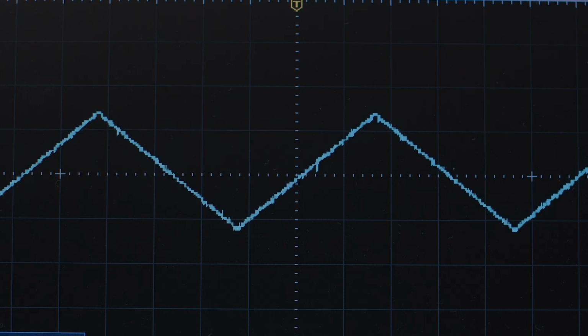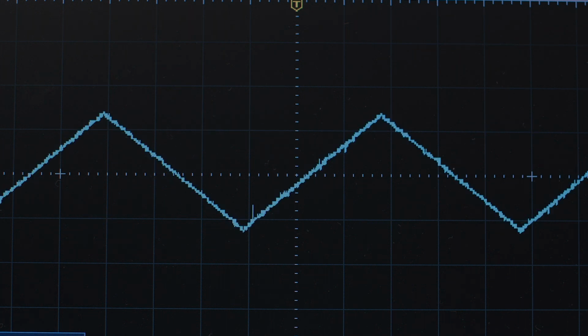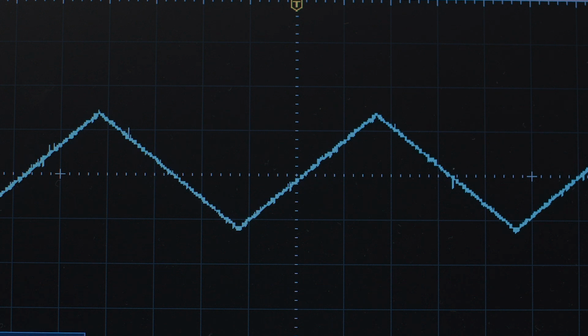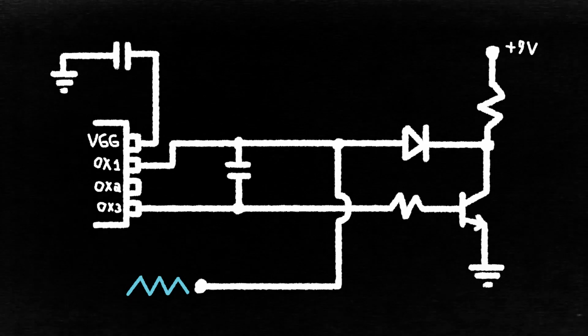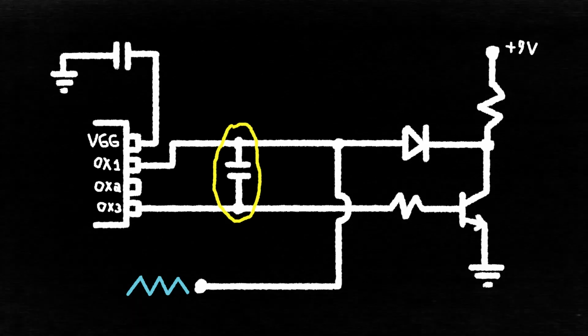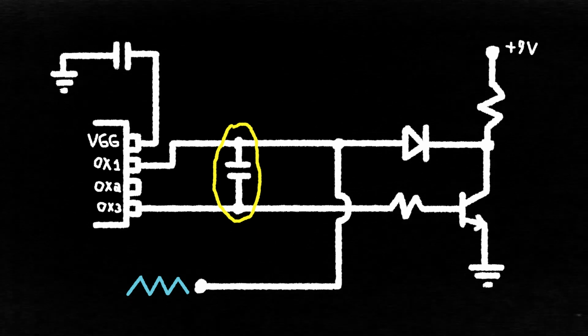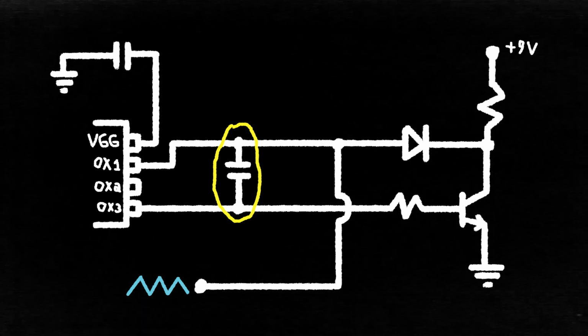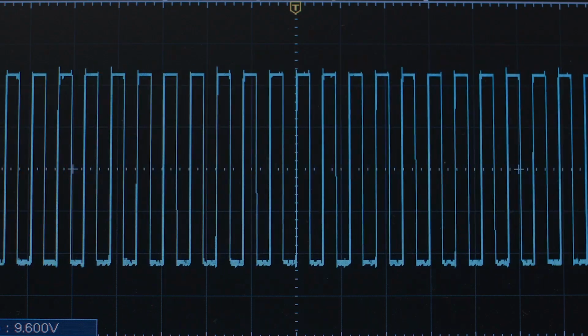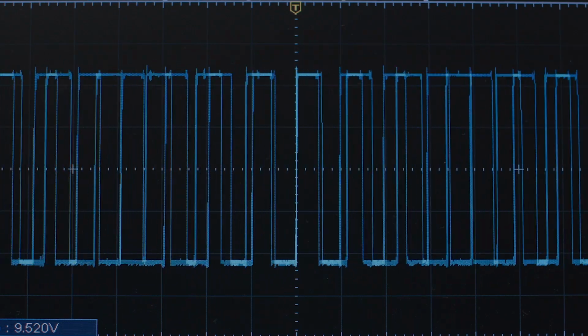This triangle wave is used to constantly vary the time it takes a timing capacitor to charge and discharge. Since the timing capacitor is connected to the oscillator pins of the bucket brigade device's clock generator, the clock frequency is regularly increasing and decreasing. This gives us the modulated delay time we need to make the chorus effect.